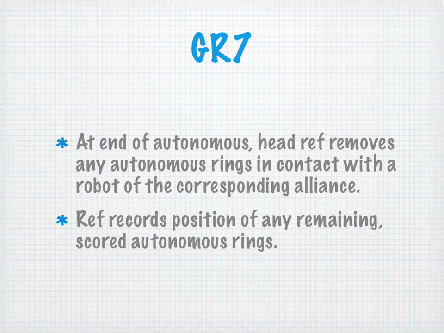Game restriction 7 says that at the end of autonomous, the head ref removes any autonomous rings in contact with the robot of the corresponding alliance, and the ref records the position of any remaining rings after those rings in contact with the robots are removed.